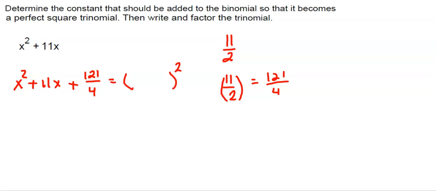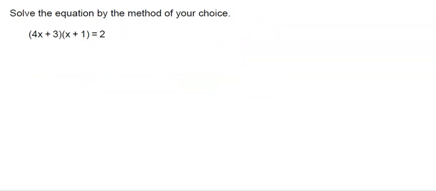For the first term in the binomial, we're going to get that from the x squared. X times x is x squared, so that's the first term in our binomial. And for the second term, all we have to do is look back at what we got when we divided that linear coefficient by 2. We got an 11 halves. That's going to be the second term in our binomial when we factor our perfect square trinomial.